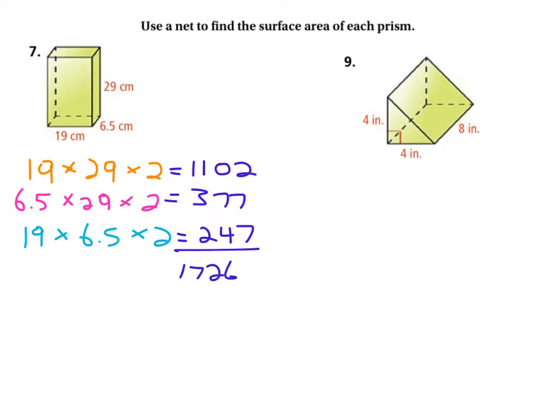And what are the units? The units were centimeters. We're talking about surface area, so we will say it is 1,726 centimeters squared. Okay. And we will do that one more time. But actually, when I say one more time, we're going to do it for number 9.